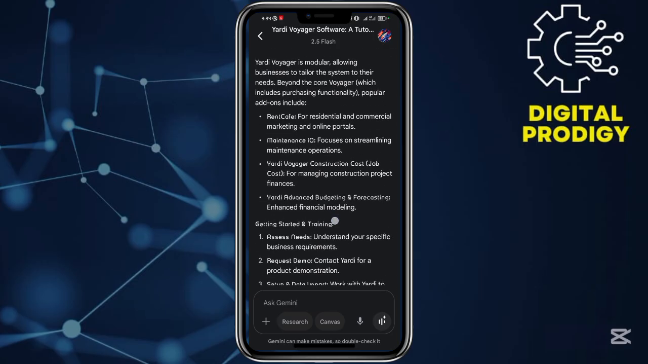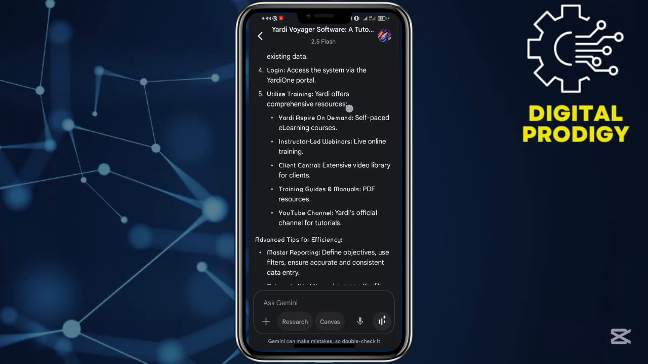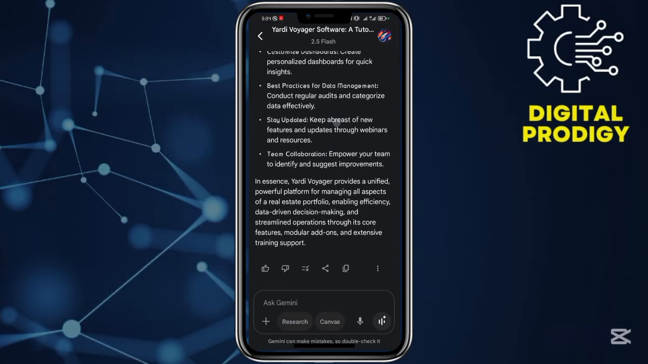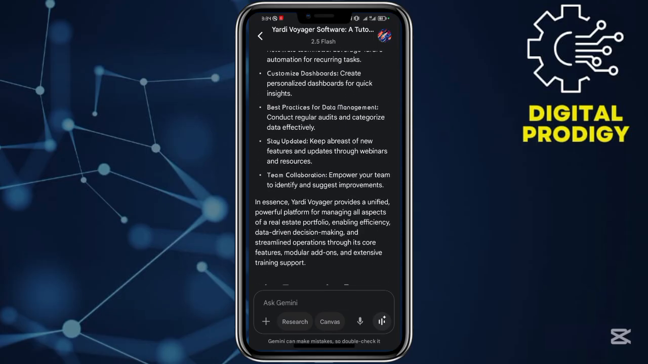So guys, point to note is that Yardi is something that you should advisedly do if at all you're dealing in the real estate business, rental, apartments, and anything of that sort. You should definitely study the Yardi Voyager and consider using it.